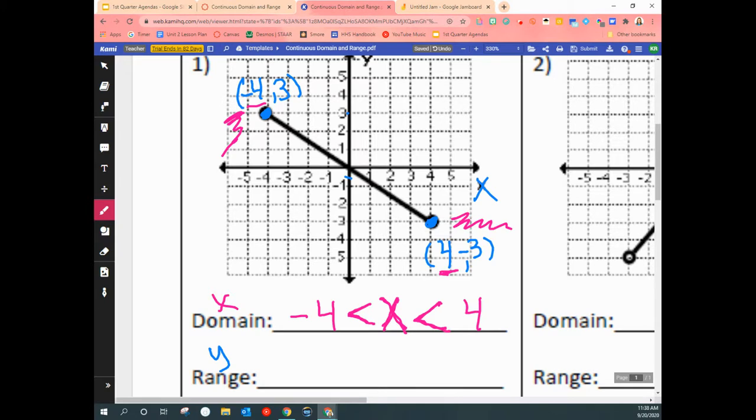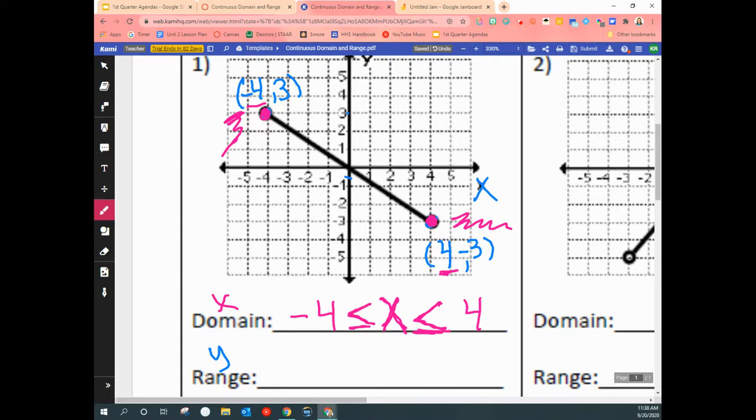So now we have to come back and say, but do we include -4 and 4? Are -4 and 4 included in our graph? Well, yes, they are, because over here, our endpoints are solid colored in endpoints. They were colored in circles. So I got to put those lines underneath my symbols to show that I need all the numbers in between -4 and 4, and I got to include -4 and 4.